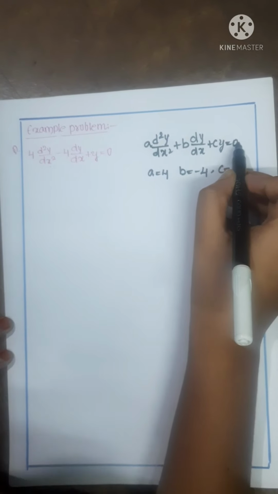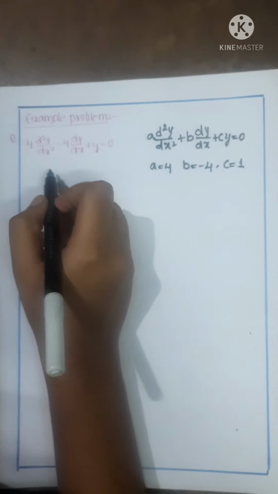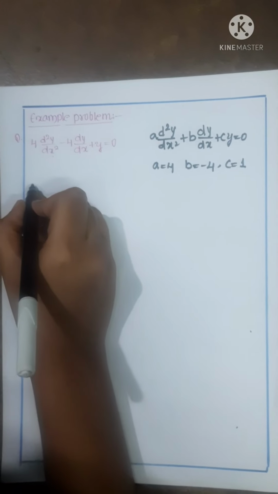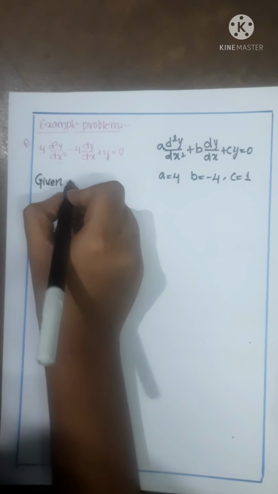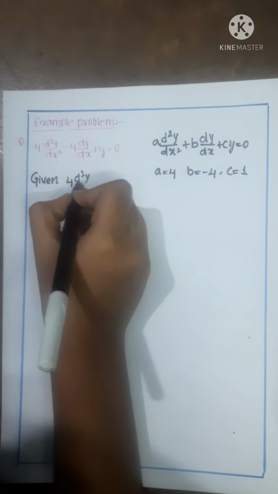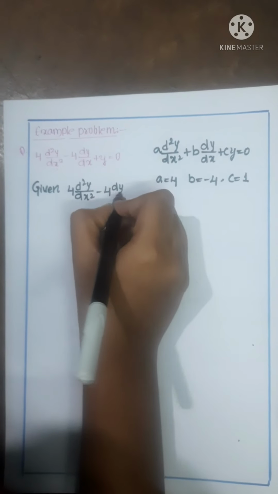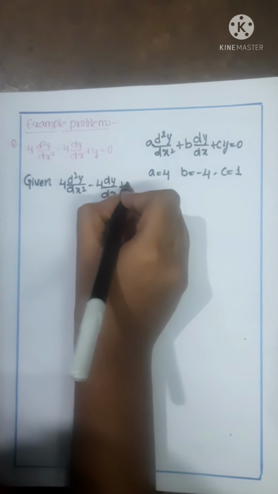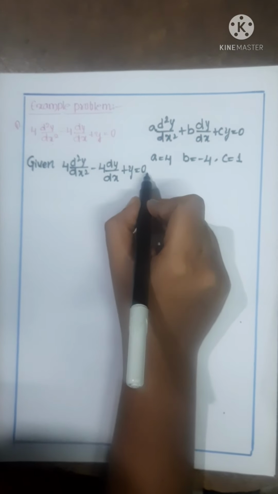So here the right-hand side is equal to 0. So we can call this a homogeneous equation, and we have to apply the previous method. The first step is to write the given equation, which is 4 d square y by dx square minus 4 dy by dx plus y equals 0. This is the given equation. First we have to write the given equation.